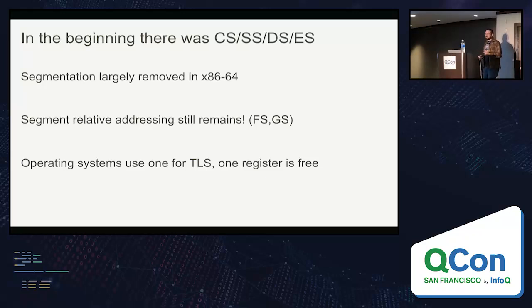What we were left with was segment relative addressing and 2 segment registers. The rest of our segment registers now don't do anything. You can still use ES, CS, DS, but they are just based at 0. We still use these segment registers. If you're using thread level storage, you're addressing things using segment relative addressing with one of these registers. It's going to be FS in Linux, and I believe it's going to be GS in Windows.